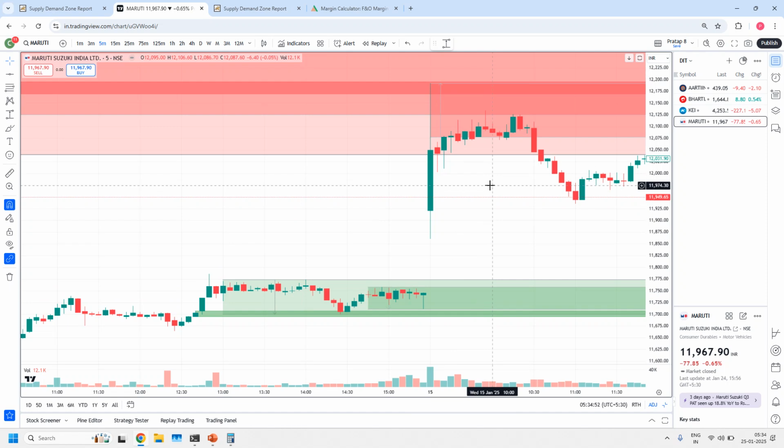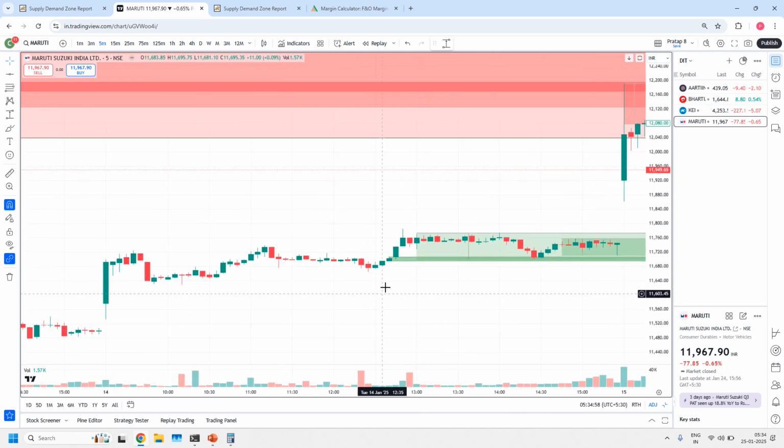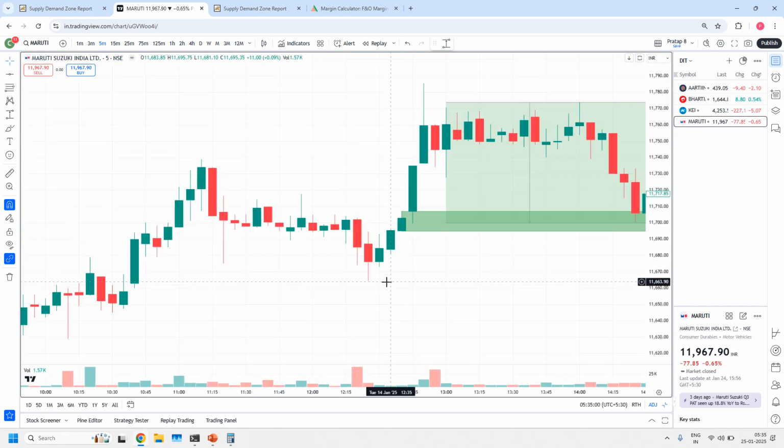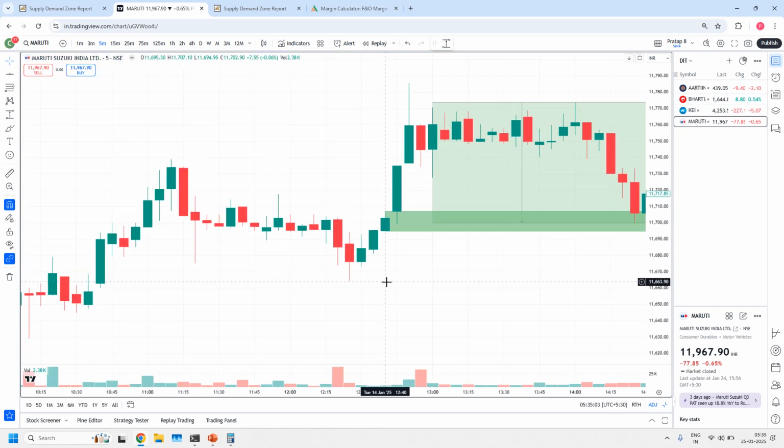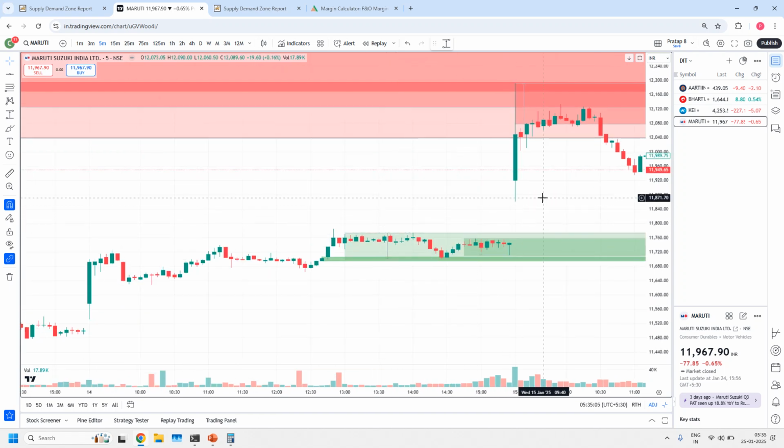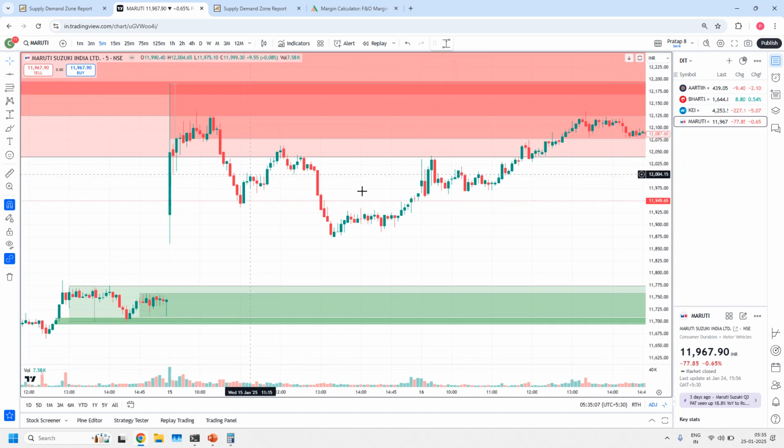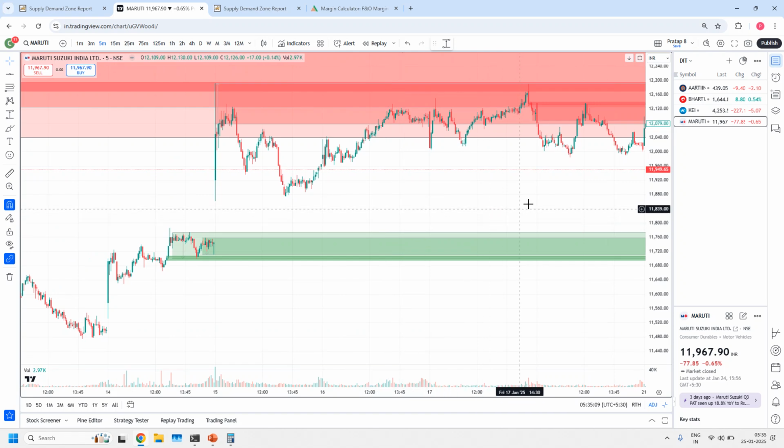Institutions are very clever. They always want to trap us. Of course, we are also clever. That's why we identified all these concepts, where exactly institutions keep their order flows. These new concepts. Lesson 22 is a new concept I developed.